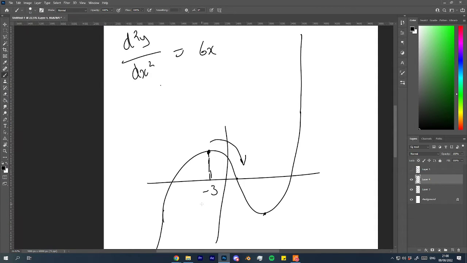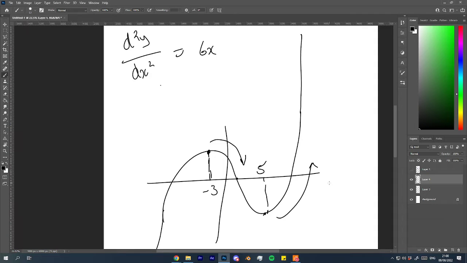If we put this number into here, we would end up with a negative value, and that's how we would say yes, it's the maximum point. However, for this point here, let's say this is 5. If we put it into our second derivative, we will end up with a positive value because it's going upwards. It's going up, so we would say yes, that's the minimum value.